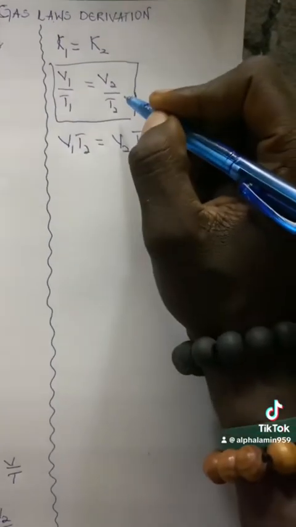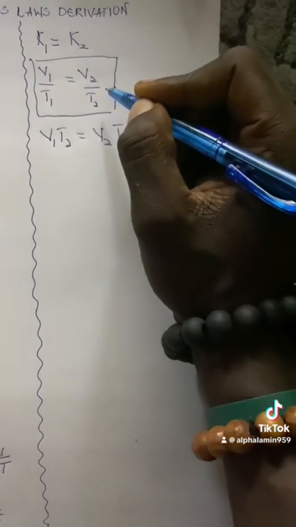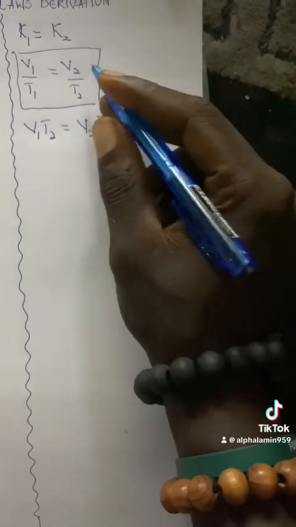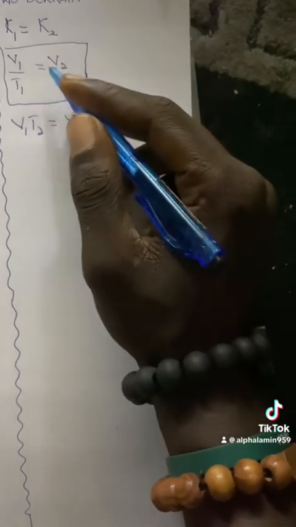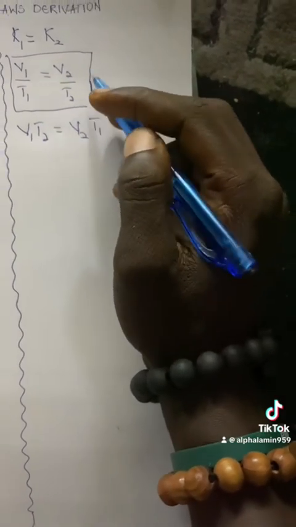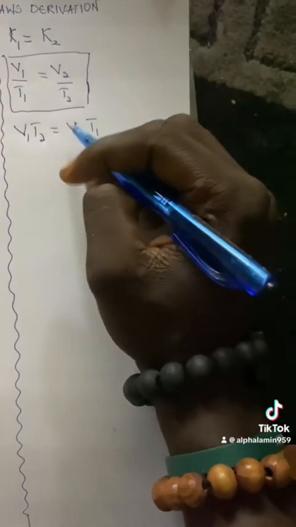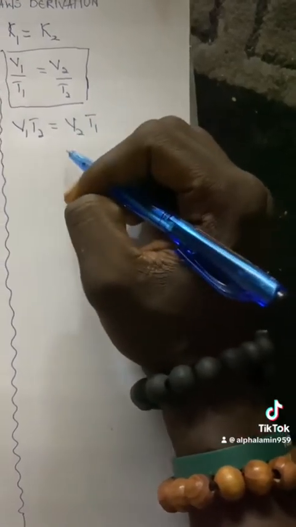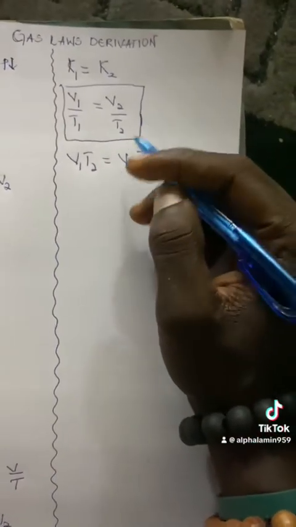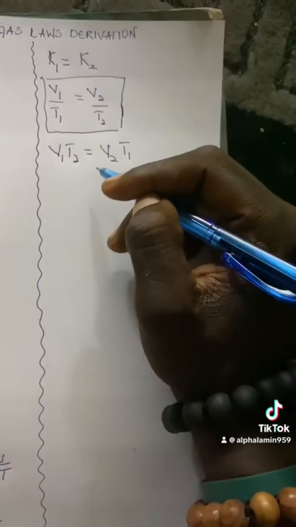So this is the relation that exists for Charles' law, not this. This is the relation: V1 upon T1 equals V2 upon T2. But if you want to find any of these, you cross multiply so that you can have an established relation that you can use to find any of these.